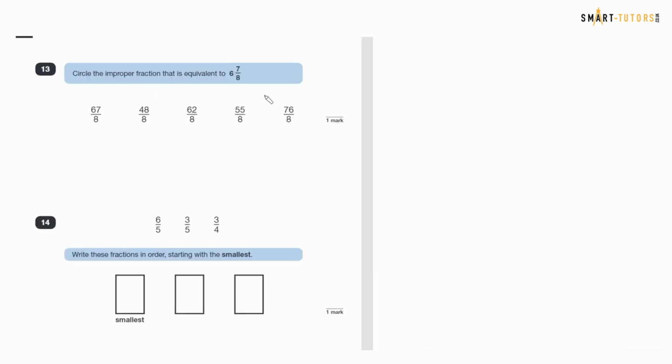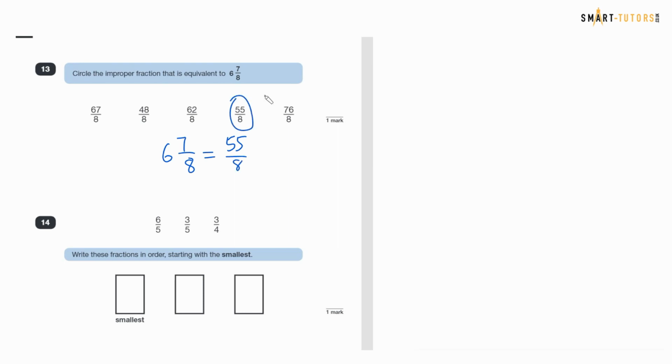So question number 13. Circle the improper fraction that is equivalent to 6 and 7 eighths. I'll let Adran help me on this. So the 6 stands for 6 wholes, and 8 is the denominator, so it's 6 wholes of 8. So you need to do 8 times 6, which is 48, and then 48 plus 7 equals 55 over 8. Very good. That is the answer for question number 13.